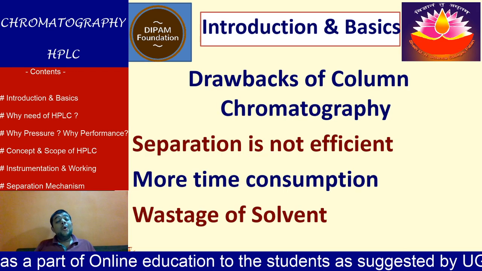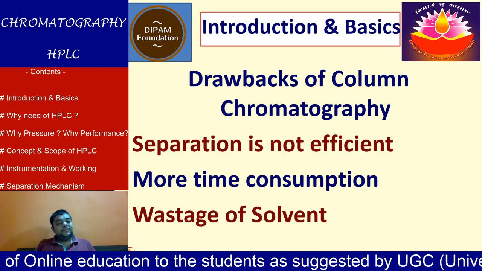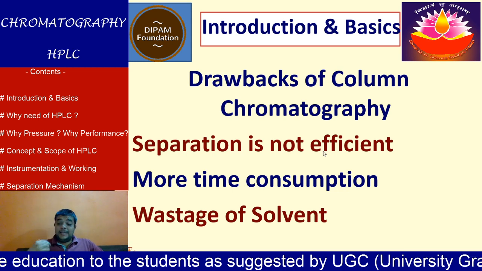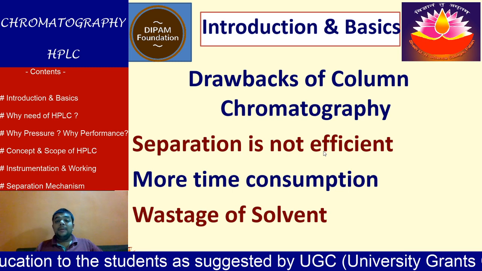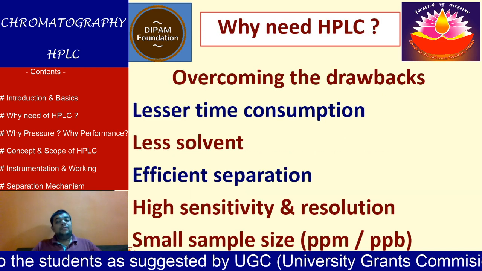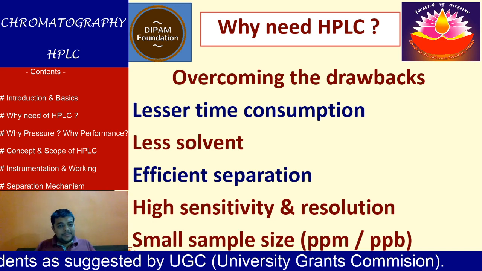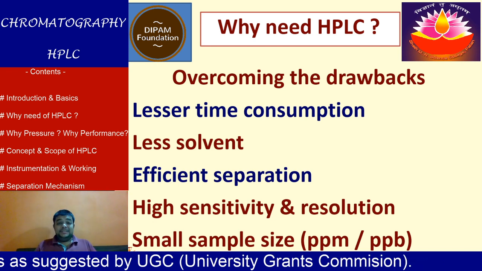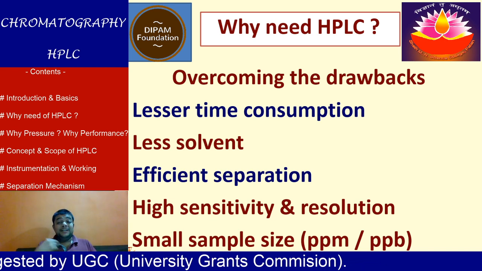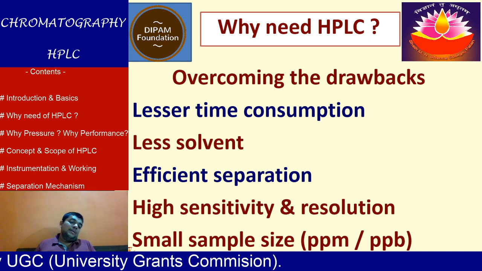So owing to these drawbacks of column chromatography, there was a need to develop something which could overcome all these drawbacks. And scientists, after gathering this information, had an idea of doing something different, and that different was HPLC. Now the question comes, why only HPLC? Why other techniques could not do this? See, when HPLC came into existence, what were the different aspects which could help us to deliberately say that yes, we have overcome the drawbacks?